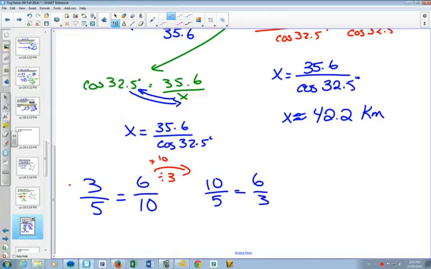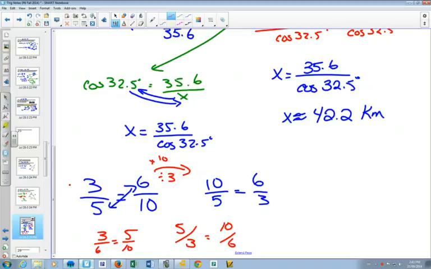Other things you could switch, you could have switched these two. Right? Is 3 over 6 the same as 5 over 10? Yes. You can flip both of them. 5 over 3 equal to 10 over 6.